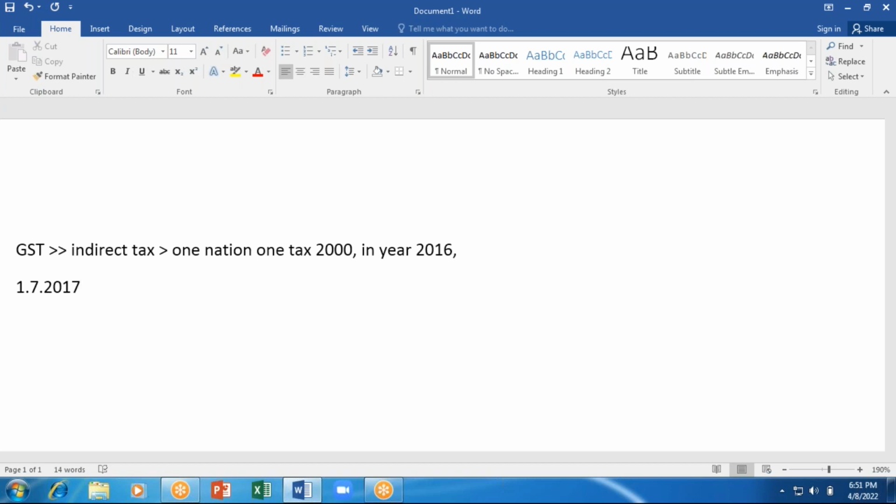From this date, we started practicing GST. Other taxes we have removed. From this date onwards, we started using goods and service tax. In goods and service tax, in GST, we have three types. That is CGST, Central Goods and Service Tax, and then SGST, State Goods and Service Tax.